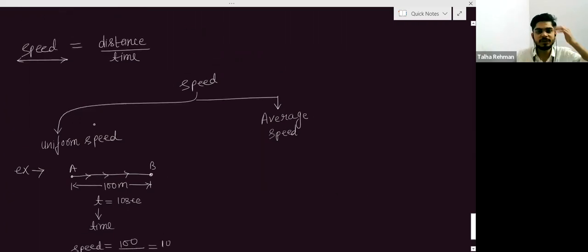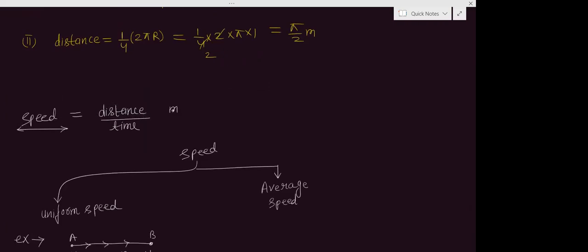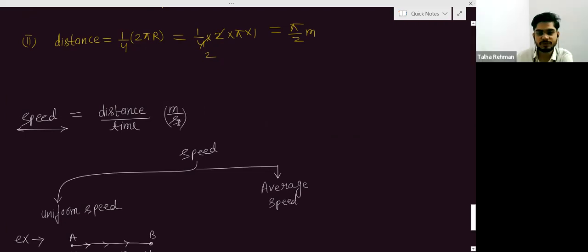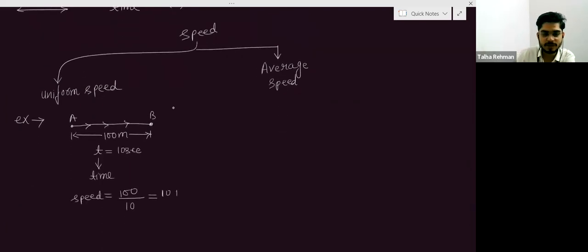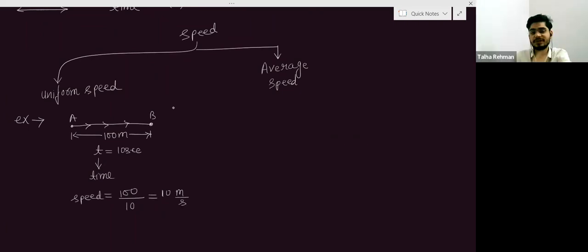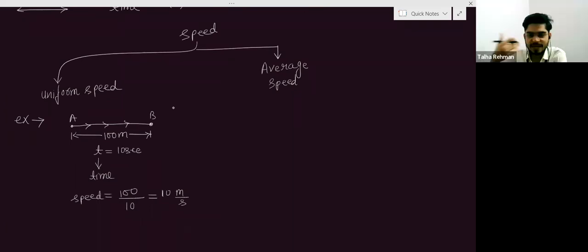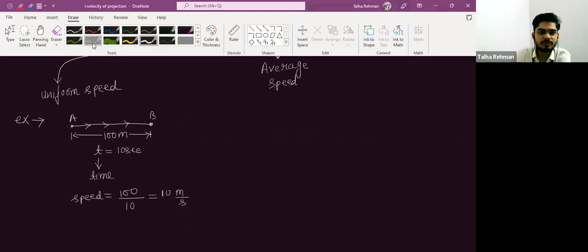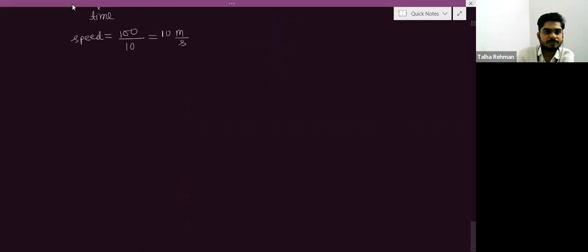And the unit of speed will be, see here, unit of distance is meter, unit of time is second. SI unit of time is second, SI unit of distance is meter. So unit of speed is meter per second. So 10 meter per second. Now average speed is something different. There is one formula for calculating the average speed, so I am writing the average speed here.